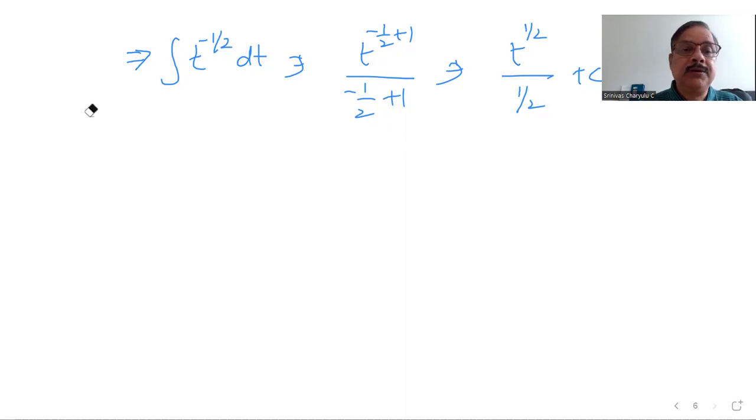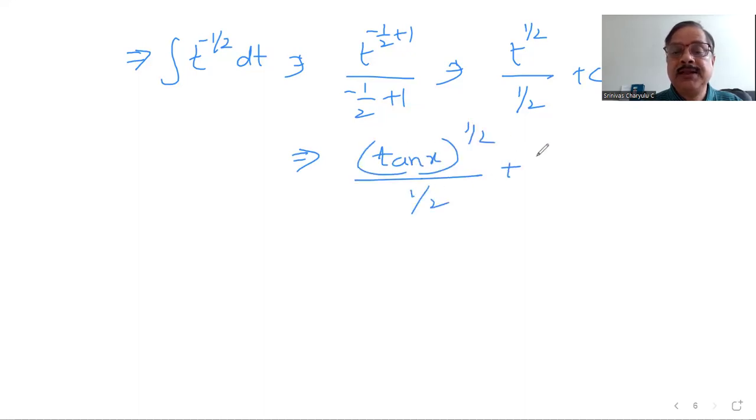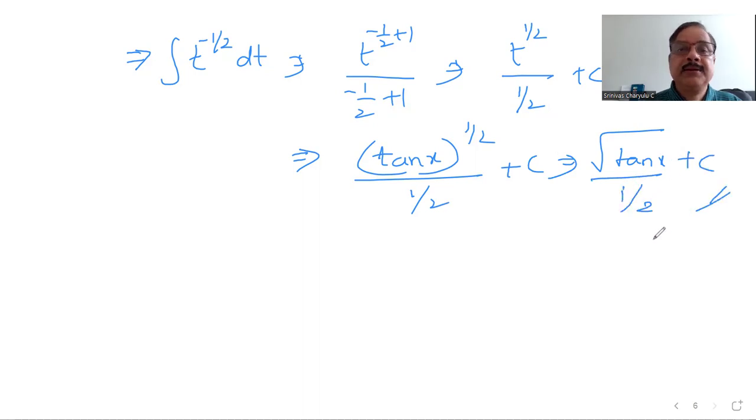We'll convert it back to tan x. Tan x whole to the power of half divided by half plus c, or simply root of tan x plus c. Okay, so this is done. These sums we have to learn only by repeatedly solving, you remember. Next, one more sum we'll do.